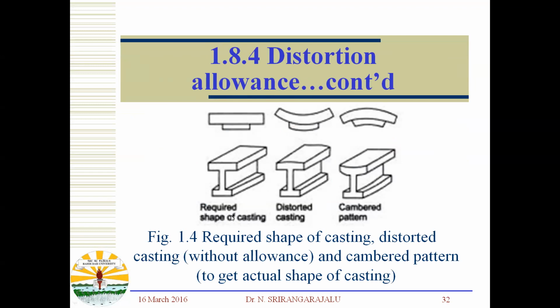Distortion allowance is required for the shape of the casting. For a distorting casting, we can use a cambered pattern like this, and then you can get the required shape of the casting. Distortion allowance is one of the casting allowances.